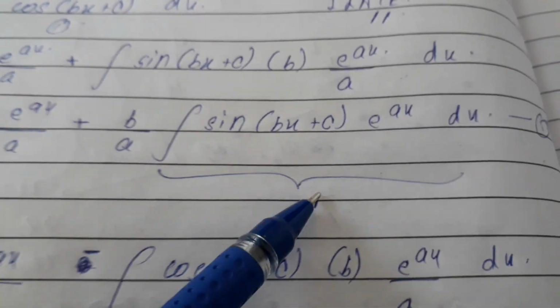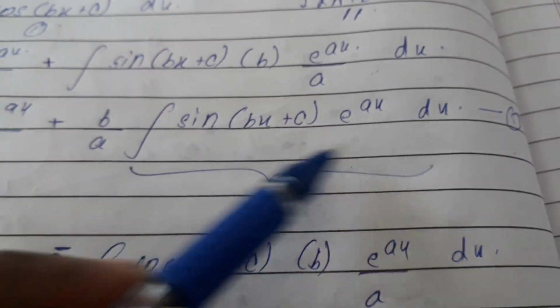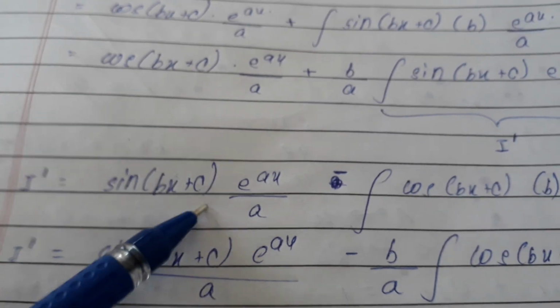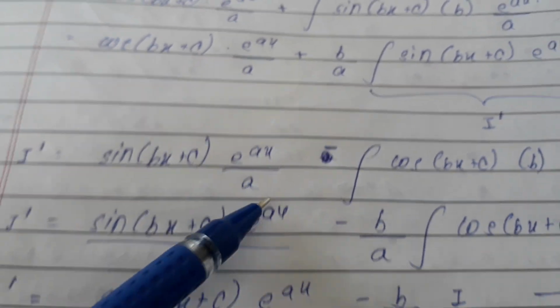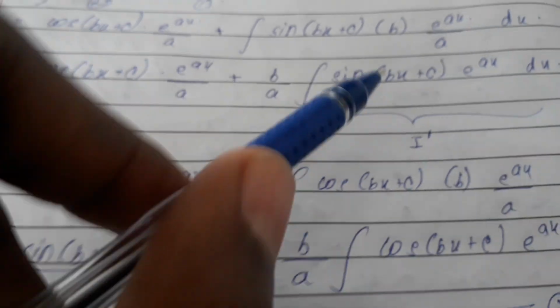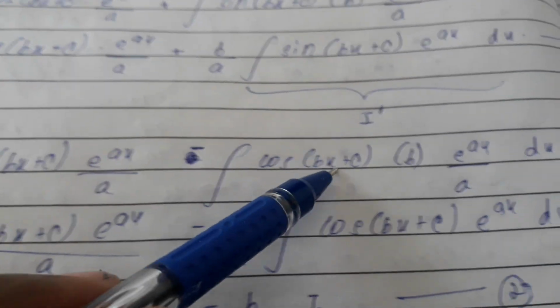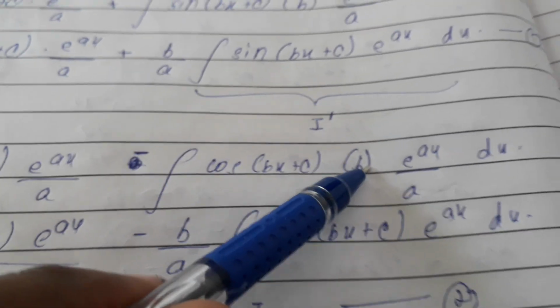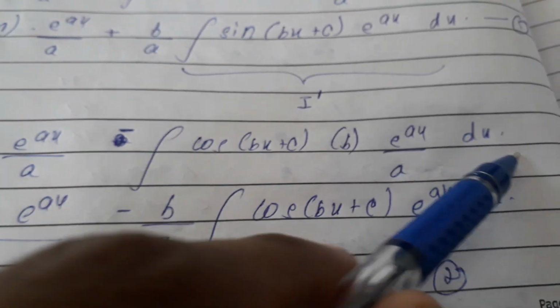In this situation also, sine(bx + c) becomes the first function and e to the power ax becomes the second. Using integration by parts, we get sine(bx + c) into the integration of e to the power ax, that is e to the power ax divided by a, minus the integral of the derivative of sine(bx + c), that is cos(bx + c) into b, into the integration of e to the power ax, that is e to the power ax divided by a, whole dx.